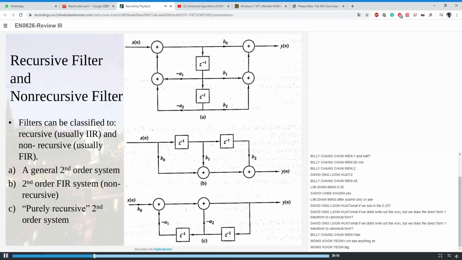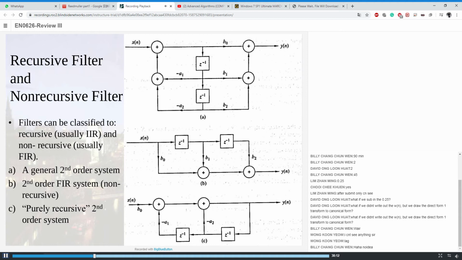Is my voice lagging? It seems like the response is slow.